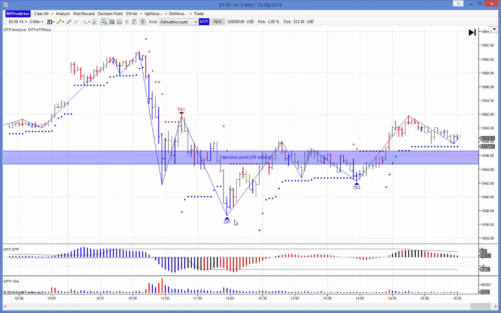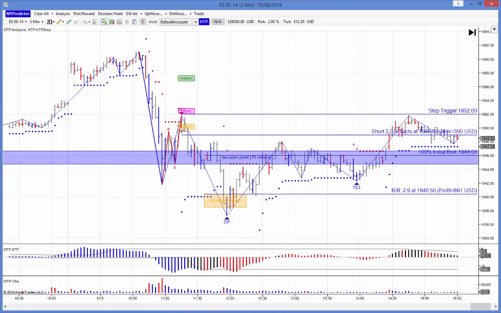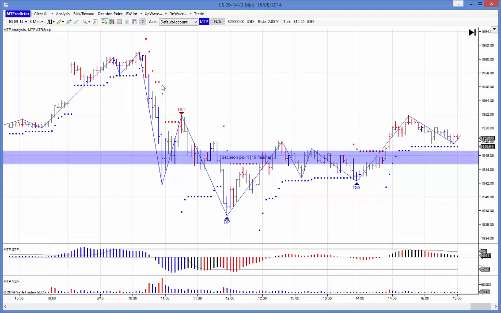Obviously this turned out as a good trade, and if you were an aggressive MTPredictor customer, what we normally suggest to do is, if you do like to take trades like this that are more aggressive, once you get to the 100% initial risk level, you bring your stop to break even, and that would allow that trade to be taken and then come out at the profit target at the bottom. But that's not what I really want to look at today.